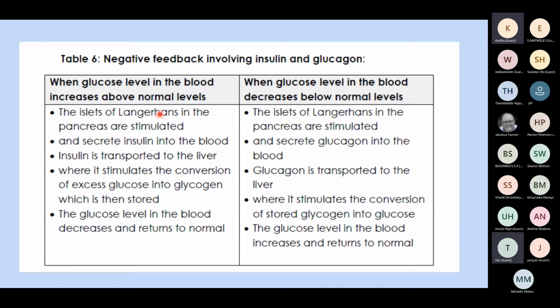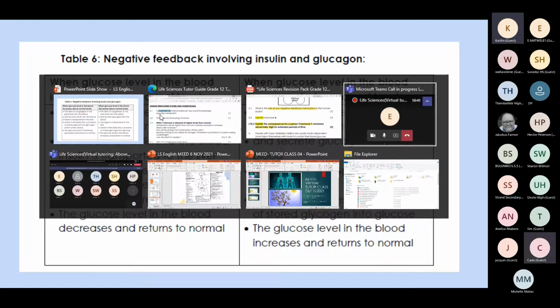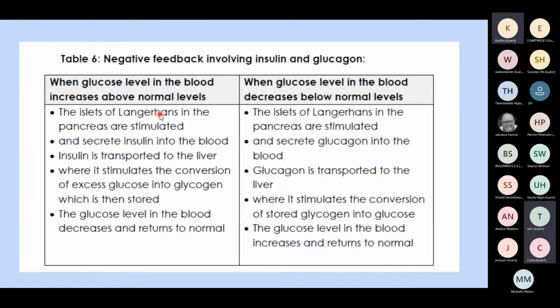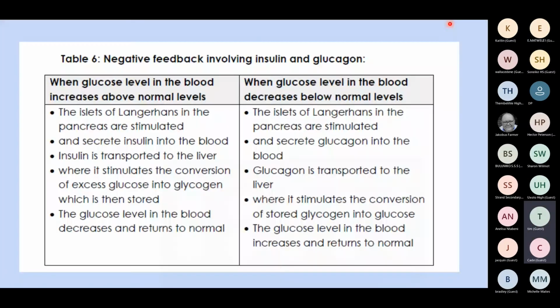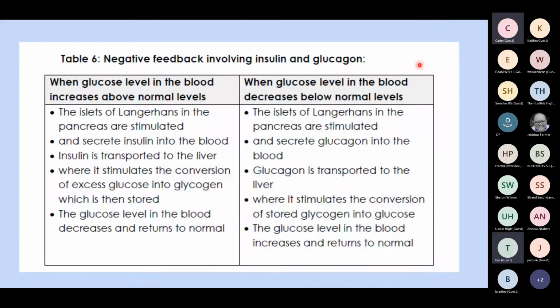Now you mute your thingy again. Mute yourself. Grade 12s, please, let's keep our mics off and let's concentrate.